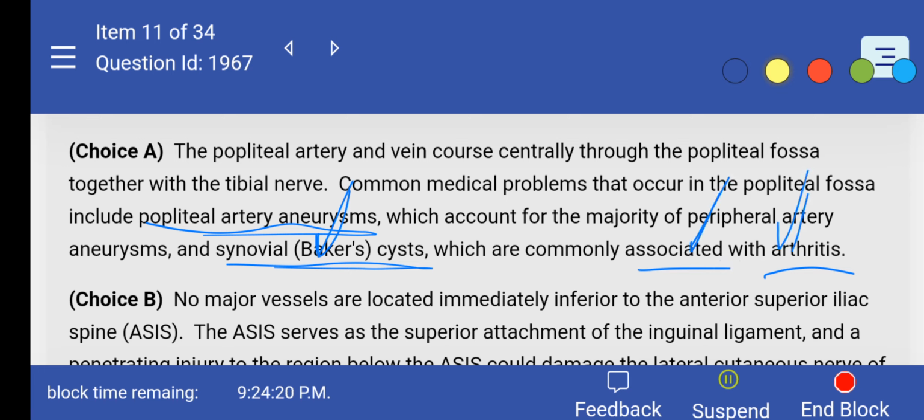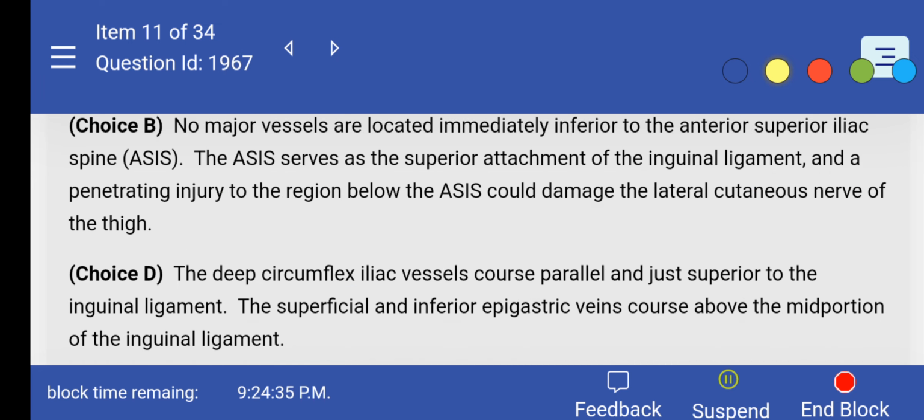So then why not option B? Because no major vessels are located immediately inferior to the anterior superior iliac spine. The ASIS serves as the superior attachment of the inguinal ligament. Like this, just like that. This is the anterior superior iliac spine, while over here we have the pubic tubercle, close to this area.